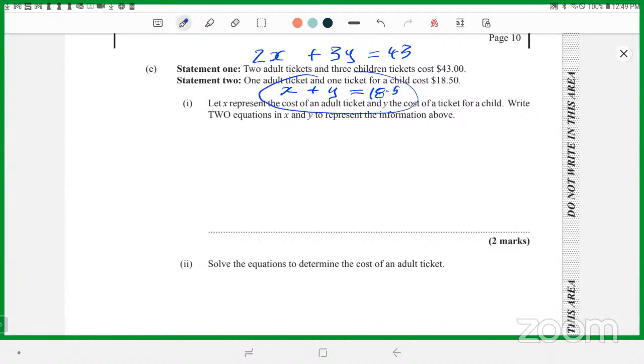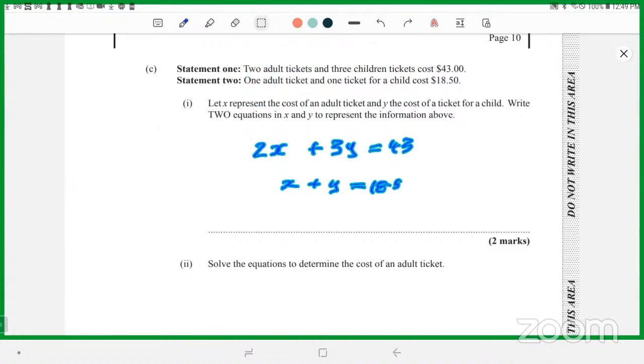So this now is the equation for this, and this one is the equation for up here. And that's what they want us to do. They want us to write 2 equations. I'm just going to write them again, so let me just copy these down. Those are the 2 equations. 18.5. I don't have to write the 50 and the dollar sign and all of that. This is good. They'll give marks for that. X is the cost of an adult ticket, and Y is the cost of a child ticket. So when you calculate the X, you're going to put the dollar sign on it. When you calculate the Y, you're going to put the dollar sign on it.